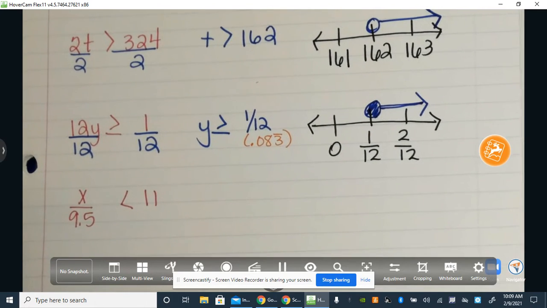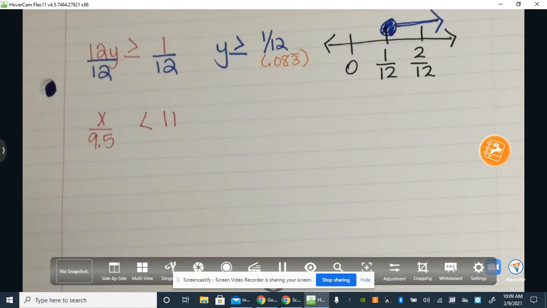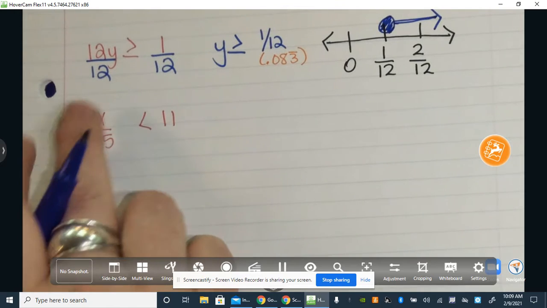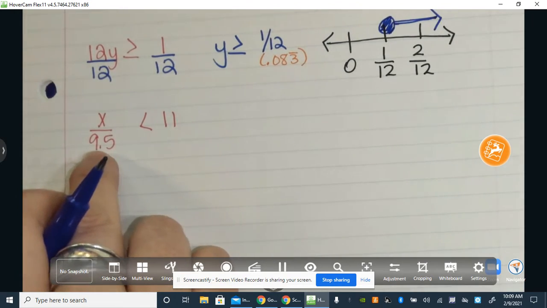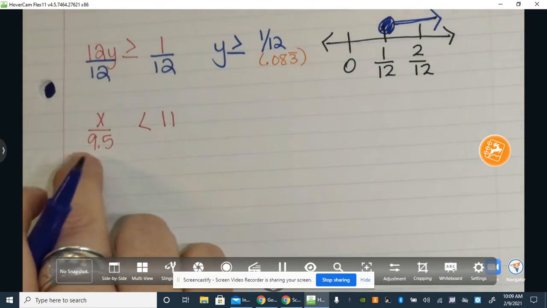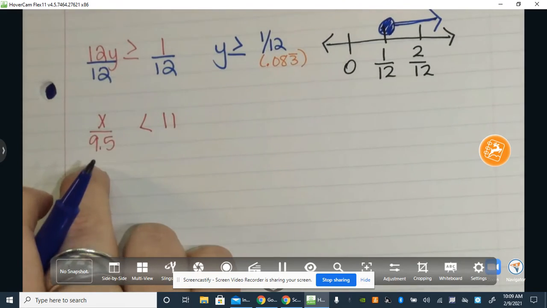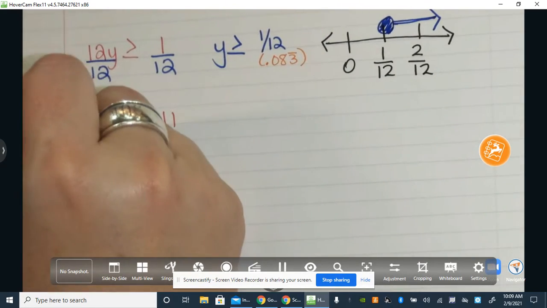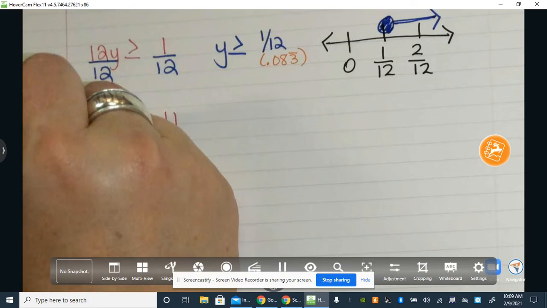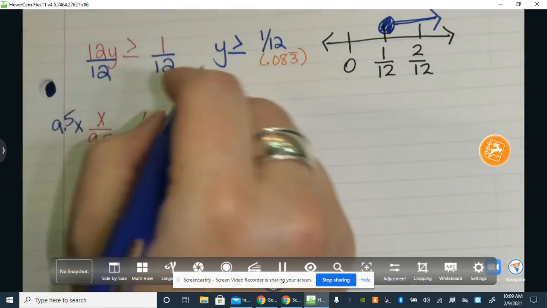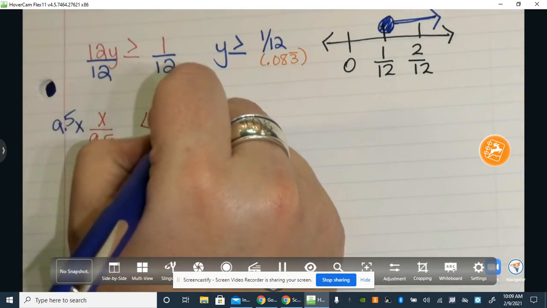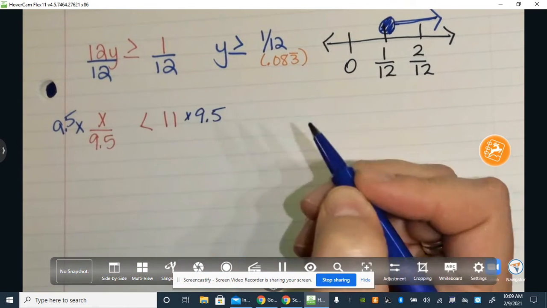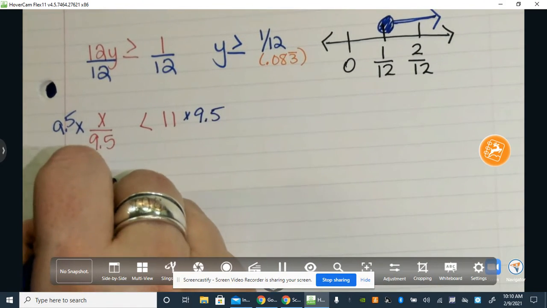Okay? And then the last one that we're going to do is x divided by 9.5 is less than 11. So I'm seeing division, so I get rid of division with multiplication, its opposite operation. So multiply each side by 9.5. Okay, so I'm going to come down here.